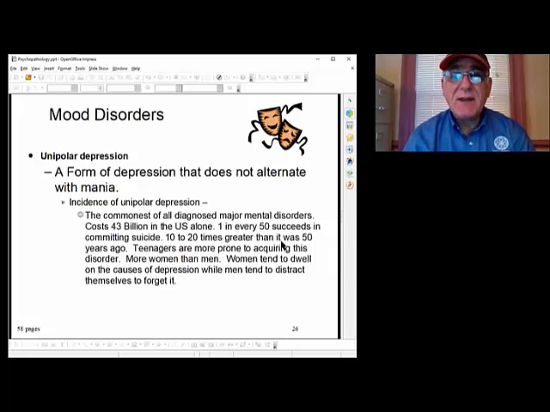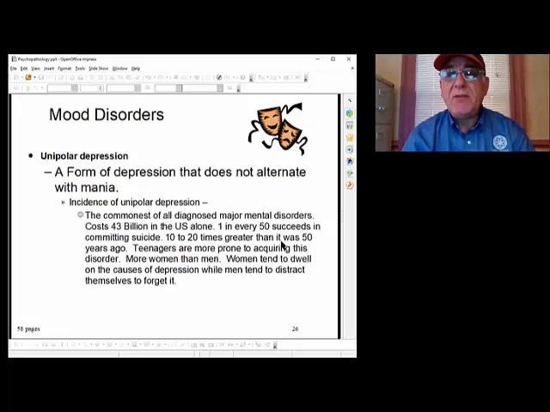It is the commonest of all diagnosed major mental disorders, unipolar depression. And it is not the most common. The most common is not diagnosed as much because most people who are anxious, which is the most common, hide it inside. They look fine on the outside, but they're freaking out on the inside. But in depression, you see the person depressed and you go, let's get you to a doctor so that we can help you. And so unipolar depression is the most common diagnosis in the United States.